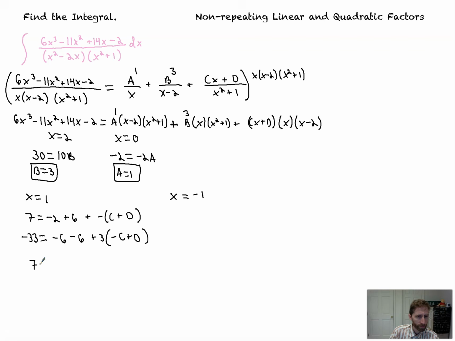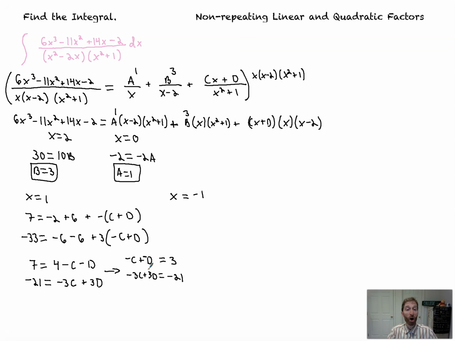7 equals, this is going to be 4 minus c minus d. This is negative 33 minus 12. We're going to bring the 12 over. That's going to be minus 21. And so this is going to be minus 3c plus 3d. And we'll keep solving that out. So you end up with c plus a negative d, is equal to 3, moving the 4 over. And here we get a negative 3c plus 3d is equal to negative 21. So after all that, you have a system of equations. I'm really sorry. Here we go.